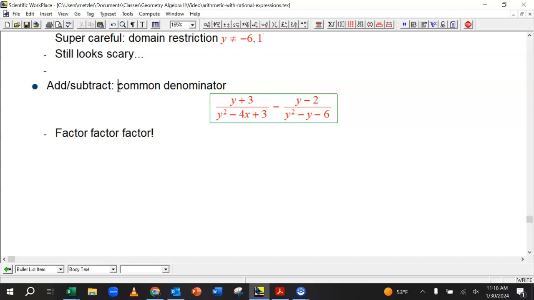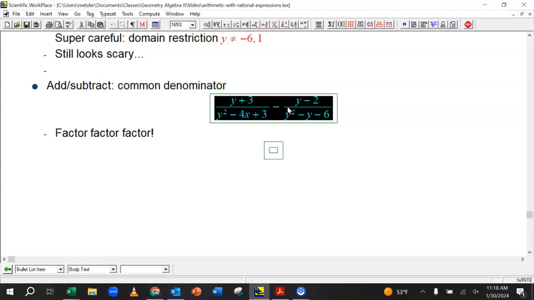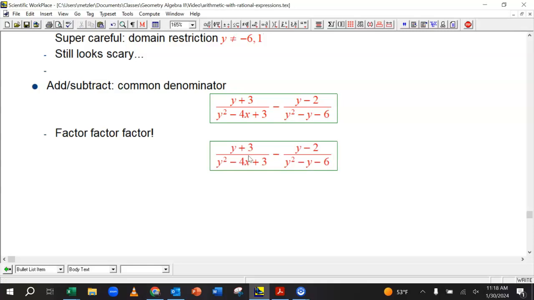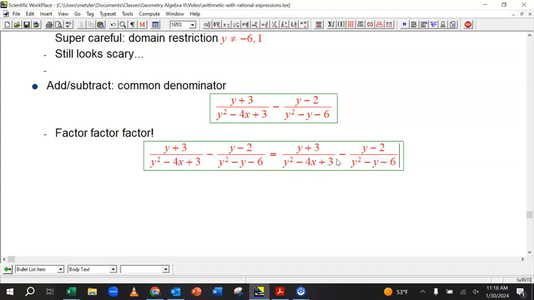This is where, just like with fractions involving numbers, we want to find a common denominator. And again, it's all about factoring everything in sight. In particular, the denominators. Factoring the numerators isn't super important, and so I actually had the numerators be pretty simple. So let me just do another copy there, and then I'm going to change it. Okay, y squared minus 4.